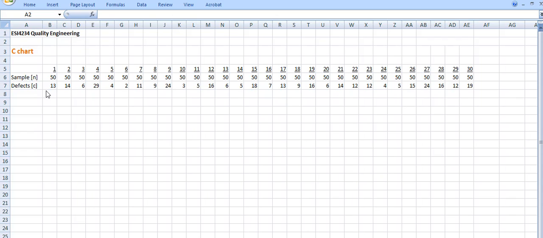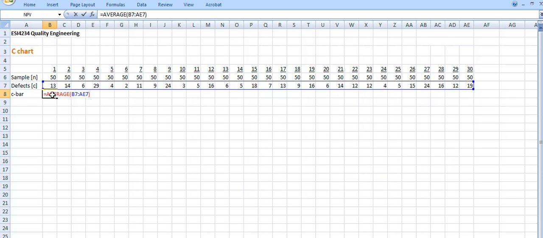So presumably the defective counts and the X bar charts for this process are in control, or we wouldn't be having this discussion as we go through. So let's see what we do to actually build on this process as we go. First, we want to know what our C bar is. What's our average defect rate? That's simply the average of the 30 defect counts coming through. So that one's pretty easy.